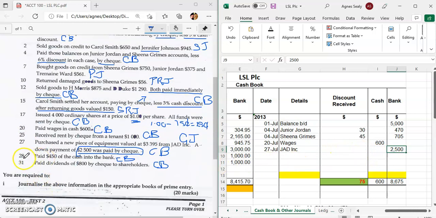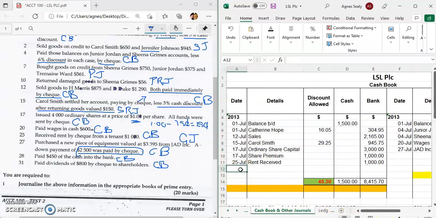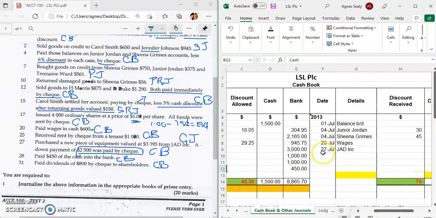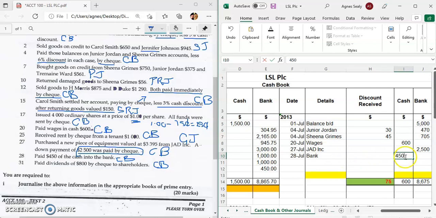Then we have our transaction on the 28th, which it said pay $450 of the cash into the bank. So you're taking money out of the cash account and you're putting it into the bank account. So we are going to go to the bank account on the 28th of July, and we're going to debit it for $450. We write cash here because that's where the money came from. And we're going to go to the credit side on the 28th, and we're going to credit cash. But this money went to the bank for $450. So we're taking it out of cash and we're putting it into the bank account.